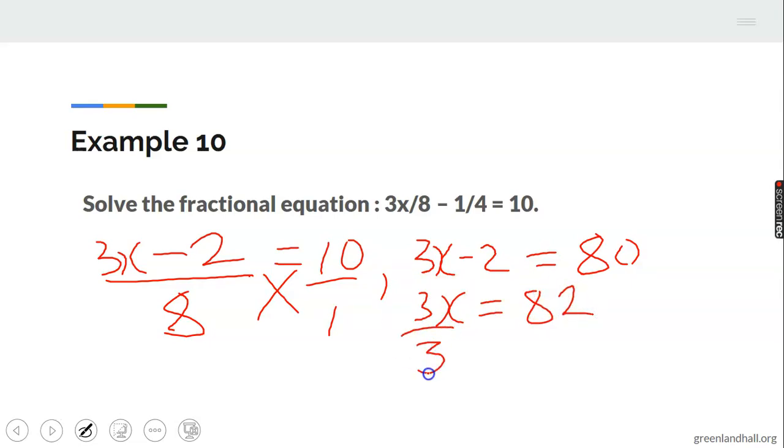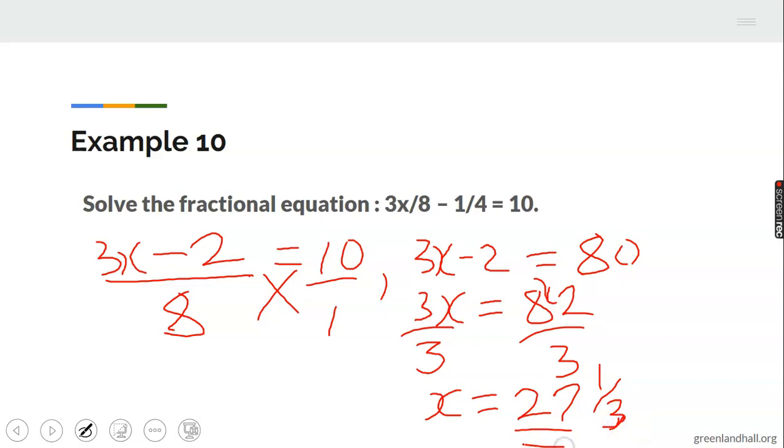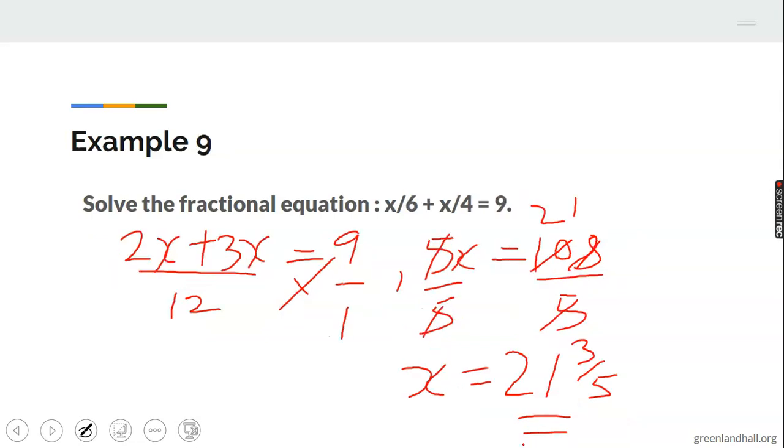Divide both sides by 3. x equals 3 here, 2. Remainder 2. In 22, that will be 7. Remainder 1 over 3. Okay? I think it's clear. That is 27 whole number 1 over 3.